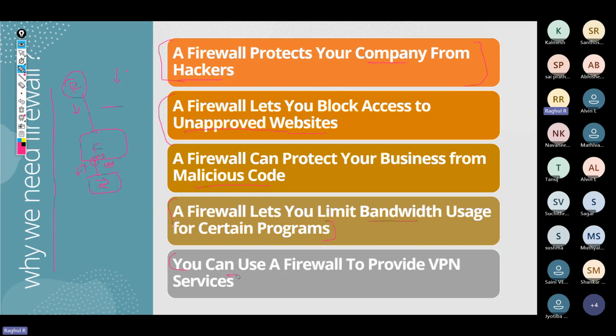The fifth point is very, very important. This is the main reason that we are using a firewall: VPN. Virtual private network, to secure our communication over the internet. I have a separate slide for this VPN, so let me explain more about it later. So these are the five reasons. Not only these five, we have a lot of reasons, but these are the top five reasons why we need a firewall. If you guys have any questions on this slide, please ask me.